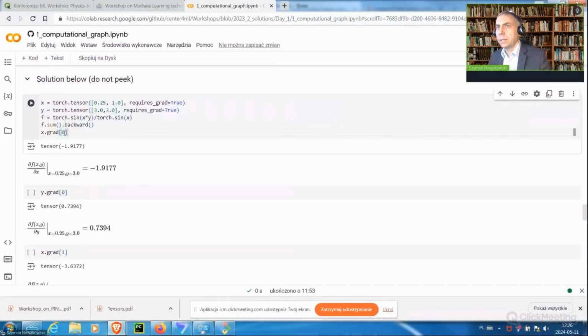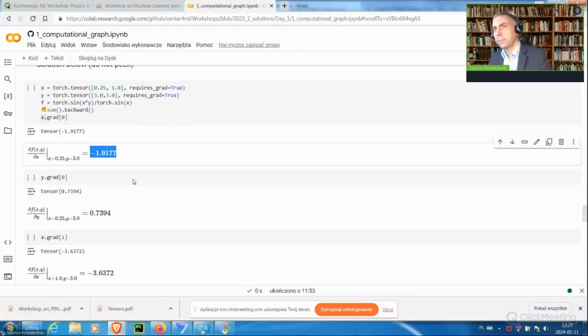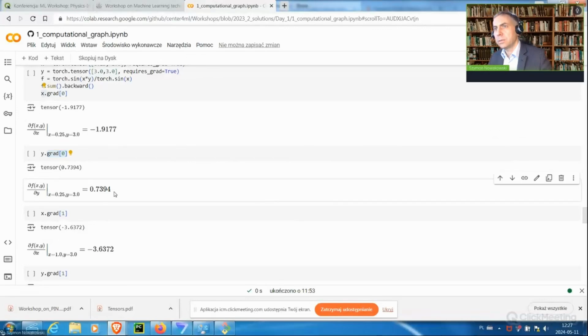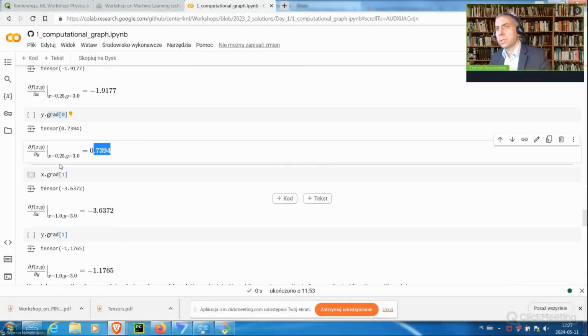So if we look at the coordinate 0 of a gradient of x, we can see the value of the derivative of this function with respect to x, because we are looking at the x tensor, calculated for the first point, so this point. Because in Python, we index things starting from 0. So in this point, the derivative has this value. And the derivative with respect to y in the same point can be read from the grad field of tensor y, and it has this value. And the same for the second point. We just need to look at another coordinate, and we get 2 other values.